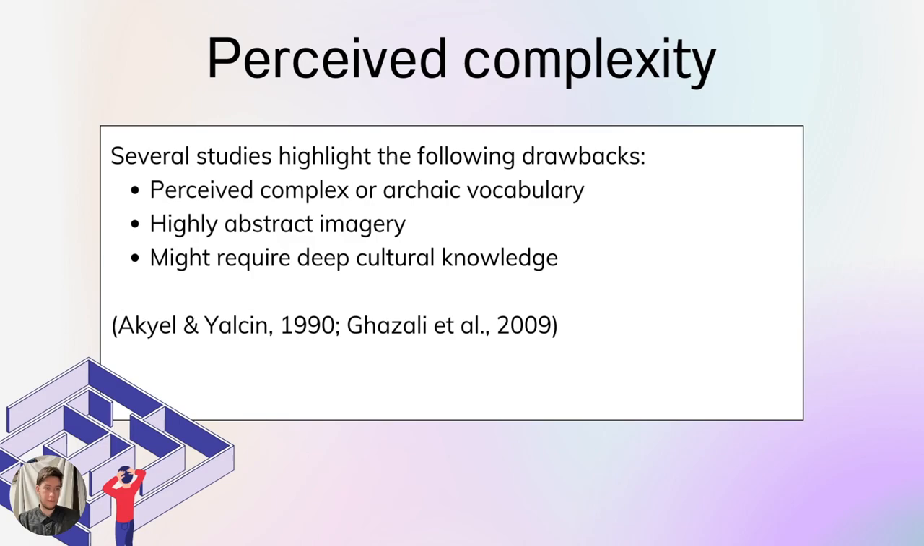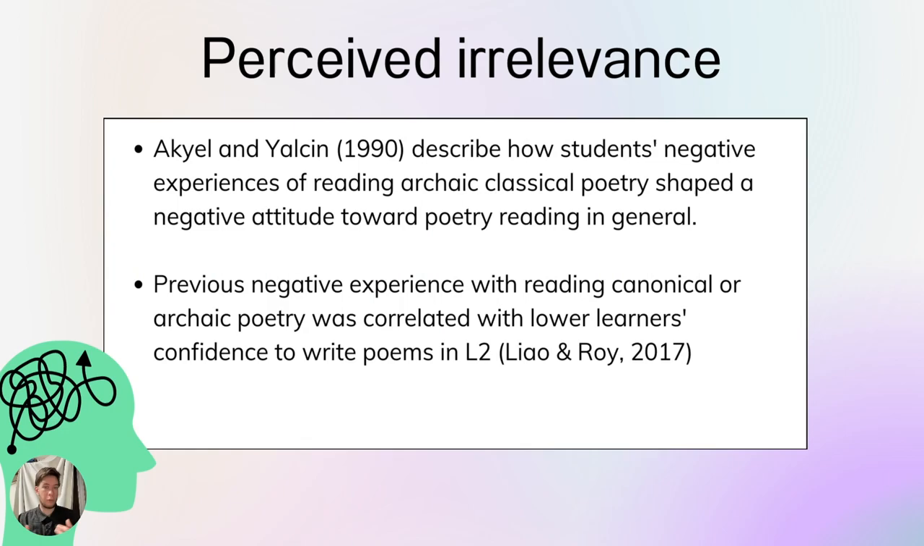And the point about previous experience, I think, is well articulated in the study performed by Liao and Roy among Bangladesh students. They found out that, surprisingly, students who majored in English literature were less confident to write poetry in English compared to students who majored in engineering. And the researchers concluded that the academic background of the participants had an influence on their confidence in writing, because students who majored in English had the idea of poetry as being something classical, archaic, cryptic, hard to understand.